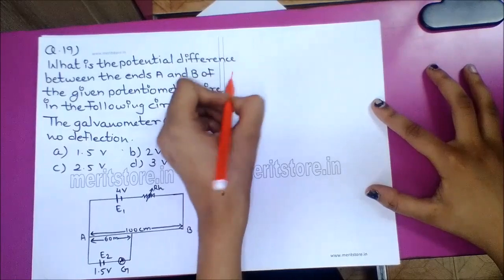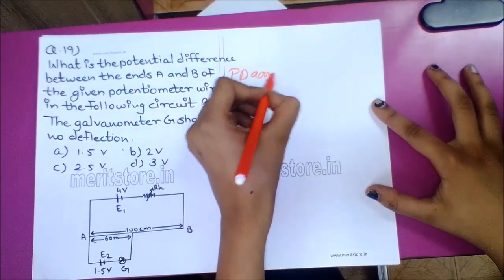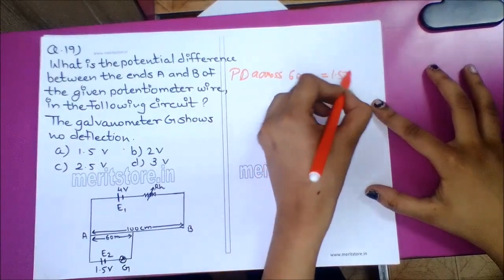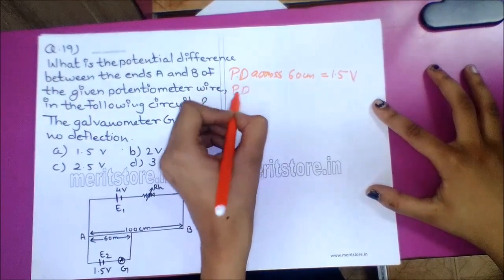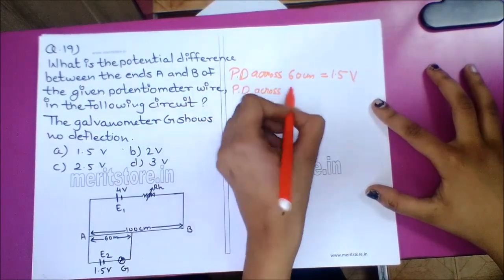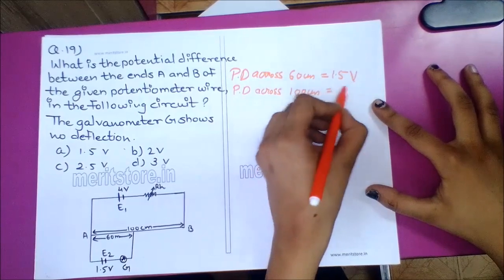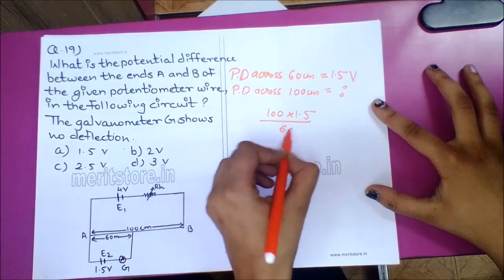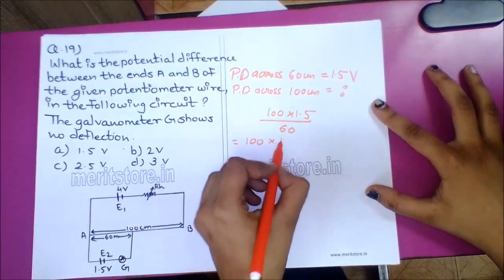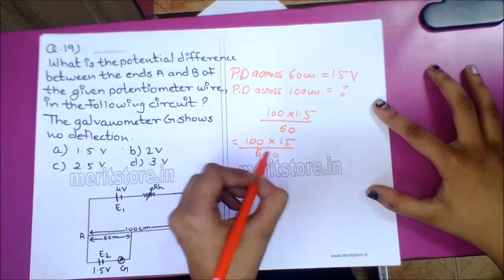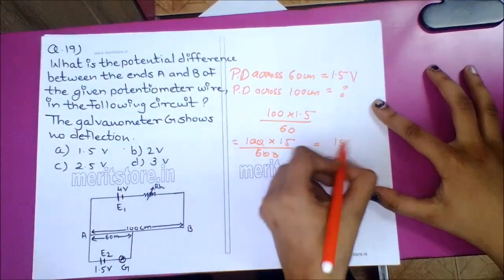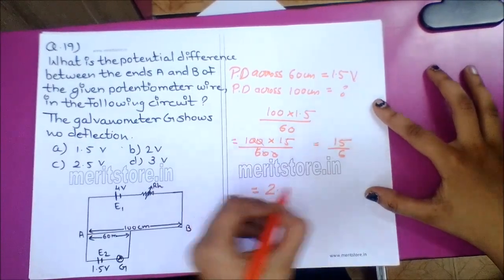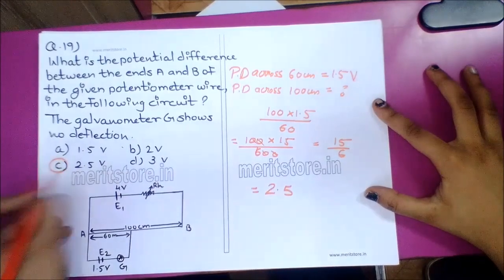So let's write that PD across 60 centimeters is 1.5 volts. Therefore PD across 100 centimeters will be how much? So we'll do this 100 into 1.5 upon 60, that is 100 into 15 upon 600. When you solve this, you cancel out the zeros and you get 15 by 6. When you solve this, you get it as 2.5. Option C is the correct option.